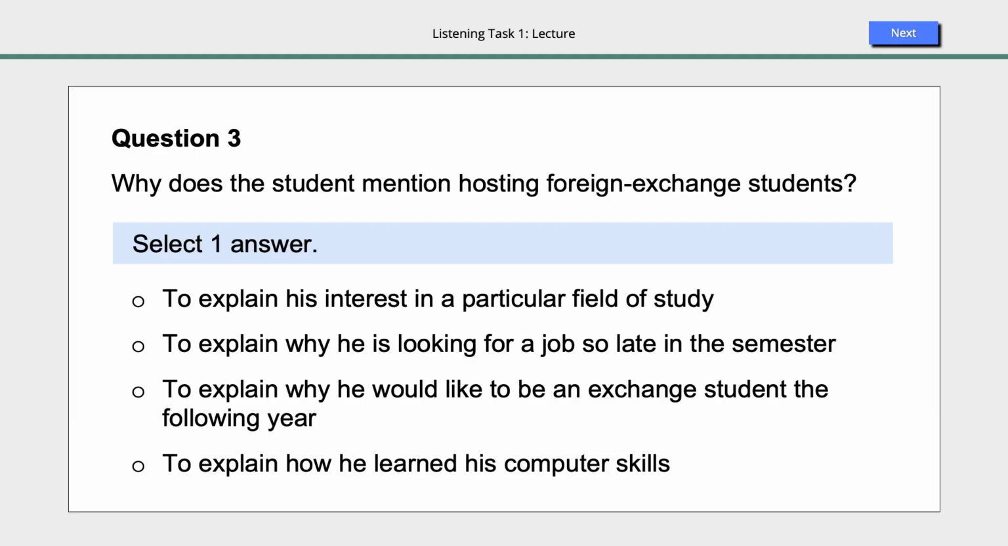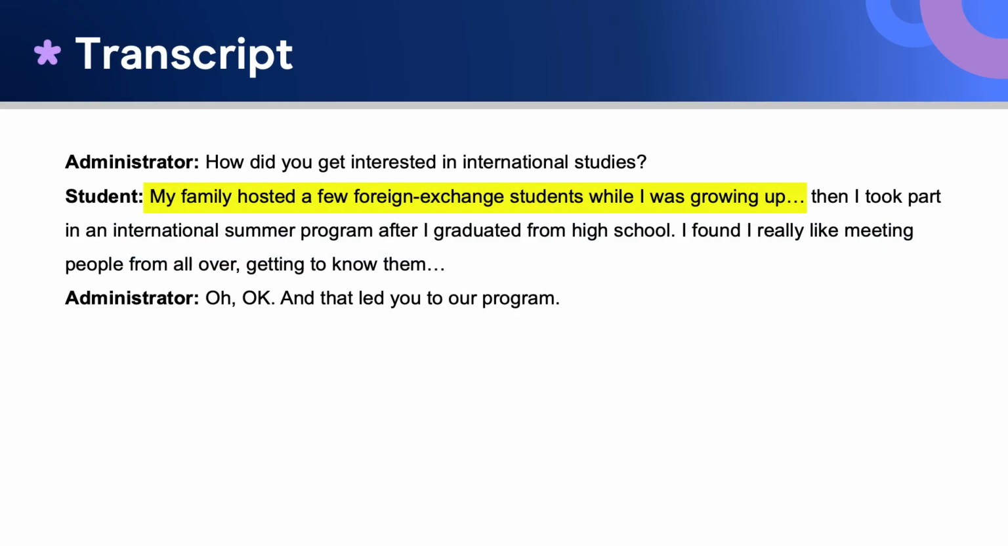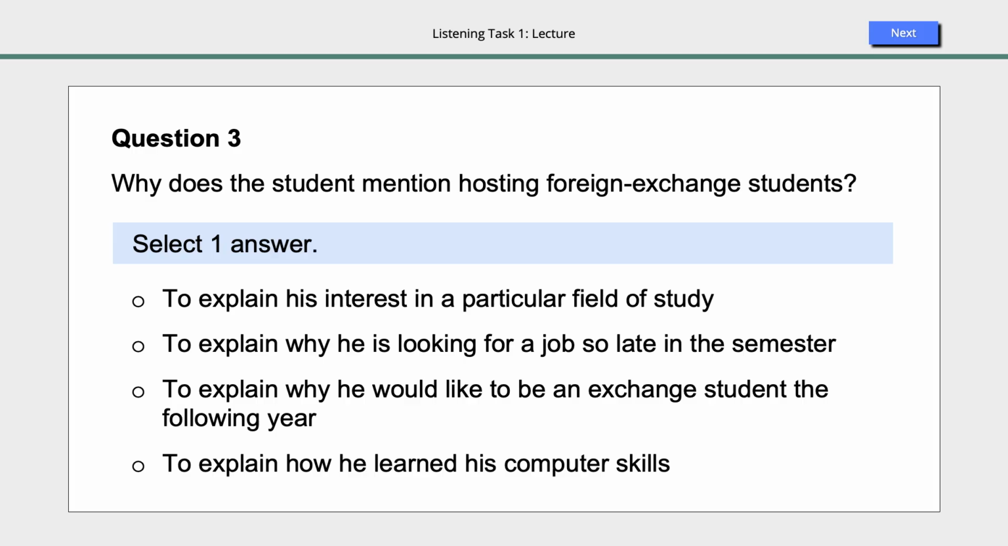Question 3 says, why does the student mention hosting foreign exchange students? This is an organization question because the answer relies on the organization of information in the recording. For example, the student says, my family hosted a few foreign exchange students while I was growing up, in response to a question from the administrator asking, how did you get interested in international studies? The first option says, to explain his interest in a particular field of study, and we can see, because of the organization, that this option is correct.